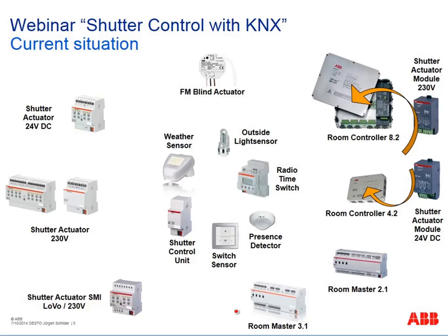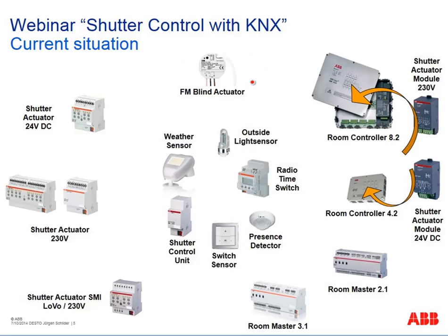We also have shutter outputs in some other devices. You see here the Room Master 2.1 and 3.1, with shutter outputs integrated with more or less the same functionality we have in our standard devices. Our room controller is available with shutter modules, both for 230 volt motors and for 24 volt DC motors. The functionality is similar, not very different.